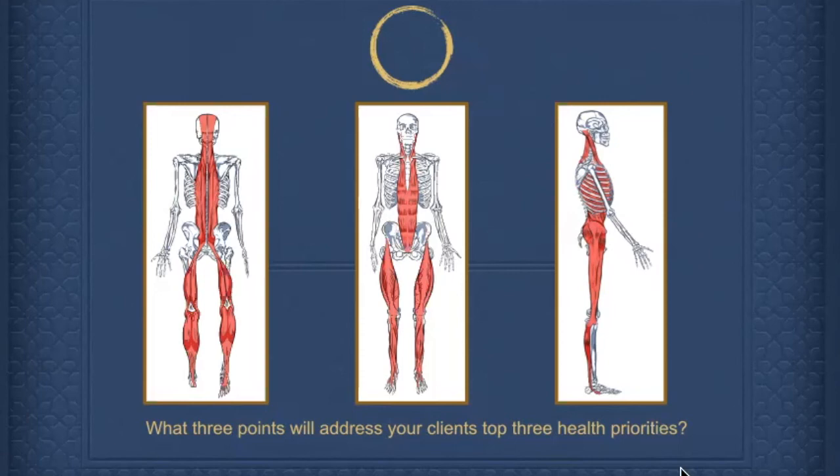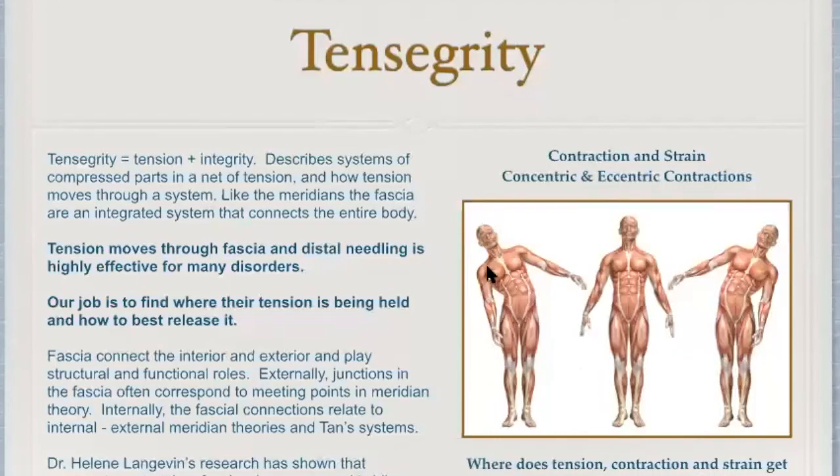And what three points as a DBAL? That's a group of two or three points in close proximity to each other in the Tung system. What three points can you use that's going to address their top three health concerns? And when you get really good at this stuff, you're going to be able to achieve that level of skill, because it goes back to this principle of tensegrity. How are people holding tension in their system?